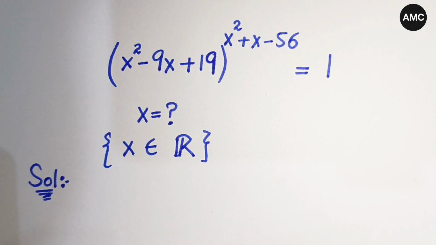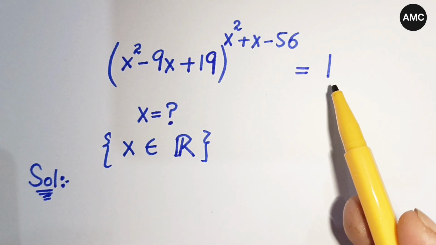Today we have a nice exponential problem: (x² − 9x + 19)^(x² + x − 56) = 1. Our job is to find the value of x, and remember that x belongs to the real numbers. So let's start our solution.